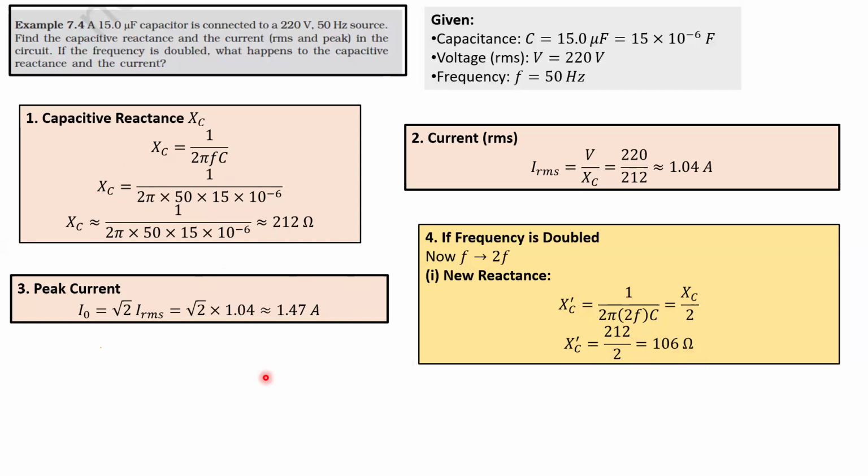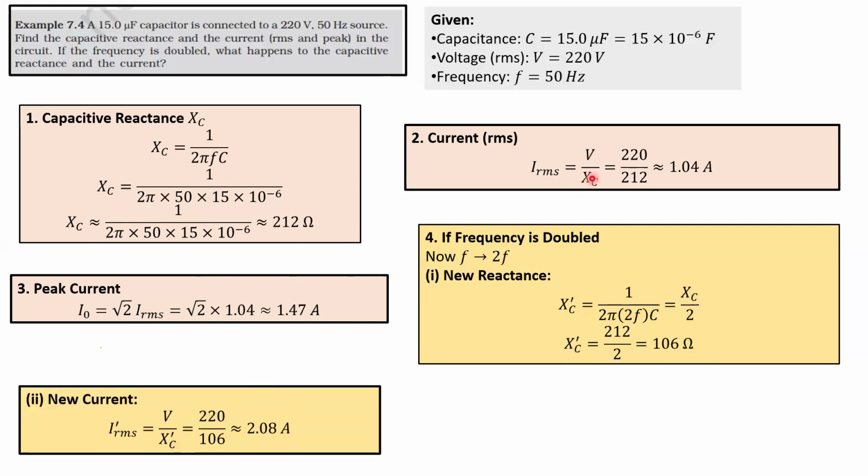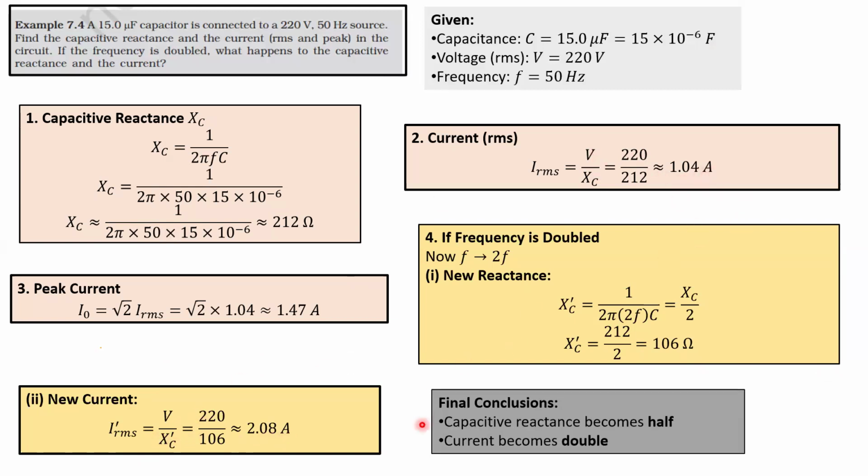Now, what about current? IRMS becomes VRMS divided by Xc dash. This is the same 220, but Xc dash is 106. If you simplify, you're getting 2.08. In other words, IRMS becomes 2 times the original value. Capacitive reactance becomes half and current becomes double when you double the frequency.